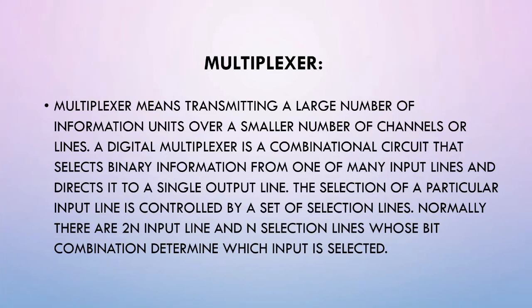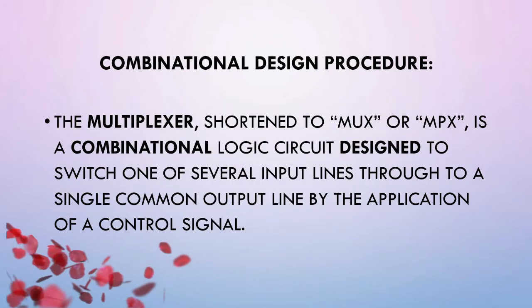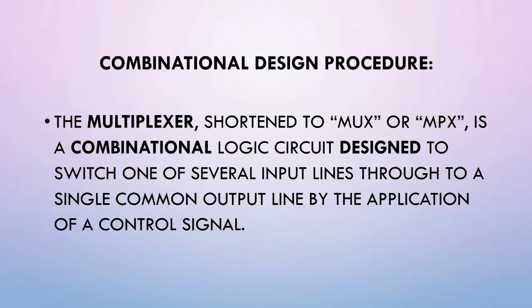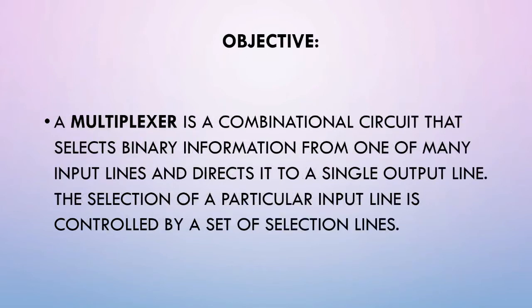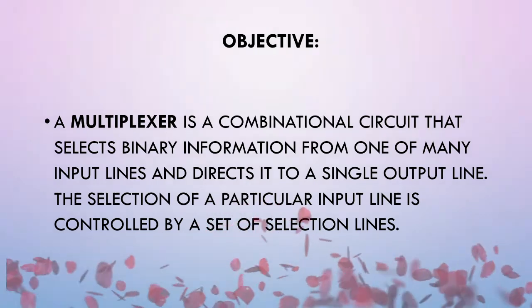Normally, there are 2^n input lines and n selection lines. Those bit combinations determine which input is selected. Combinational design procedure. The multiplexer, shortened MUX or MPX, is a combinational logic circuit designed to switch one of the several input lines through a single common output line by the application of control signals. A multiplexer is a combinational circuit that selects binary information from one of many input lines and directs it into a single output line. The selection of a particular input line is controlled by a set of selection lines.